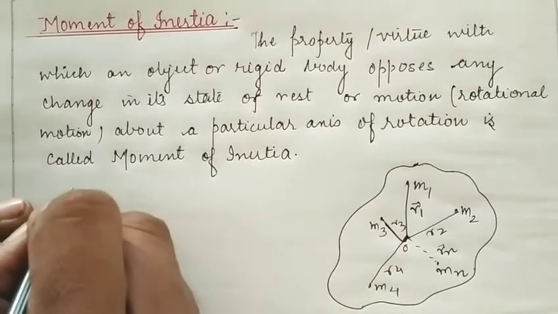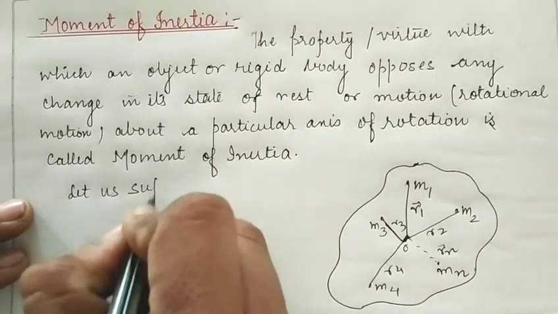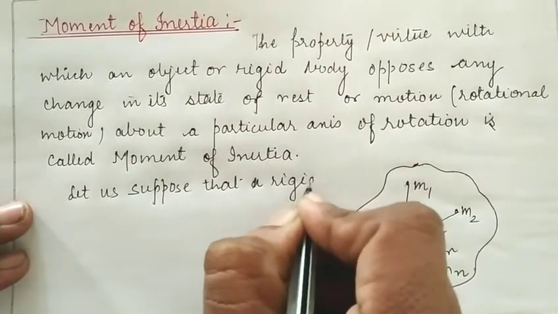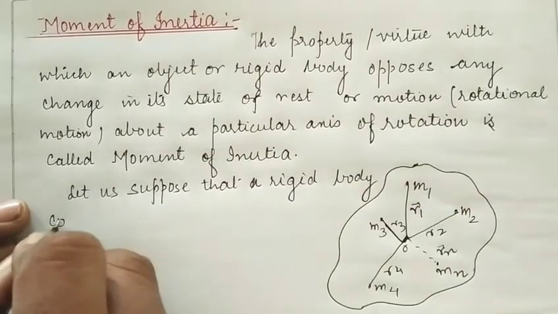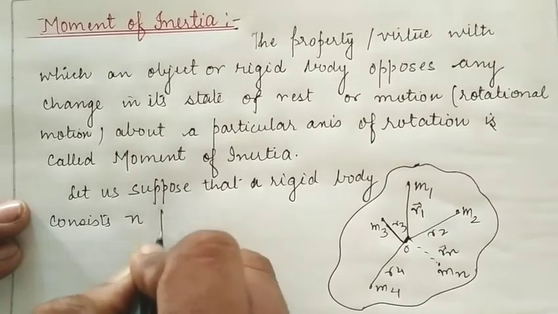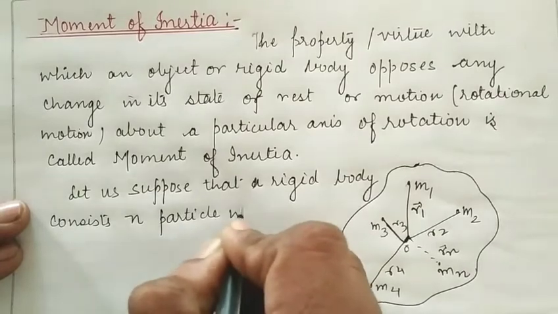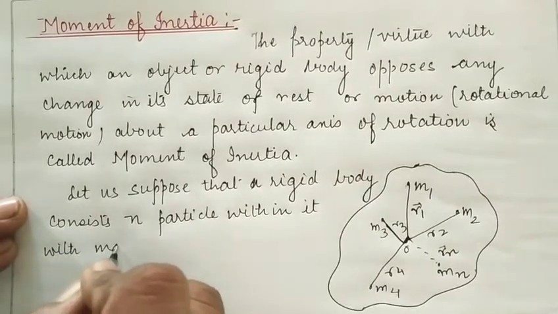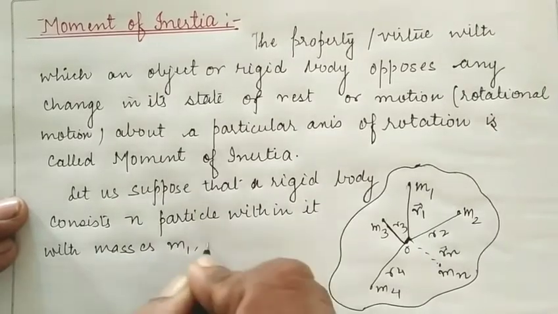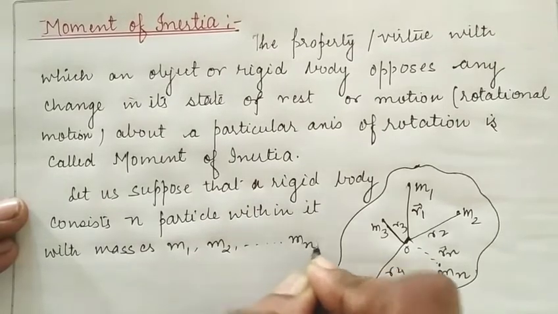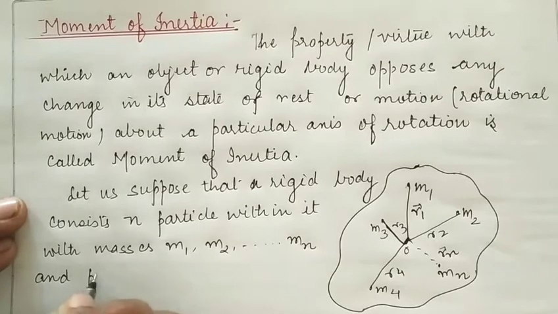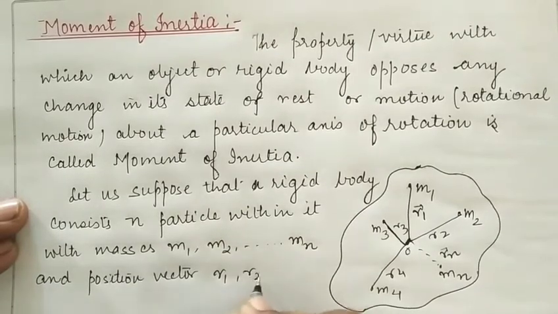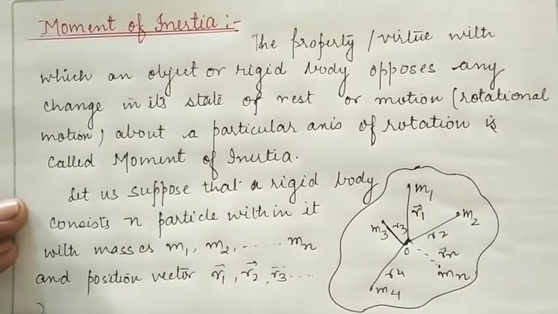So students, what we did here is suppose that a rigid body consists of n particles within it with masses m1, m2, m3 up to mn, and position vectors r1, r2, r3 and so on up to rn respectively.